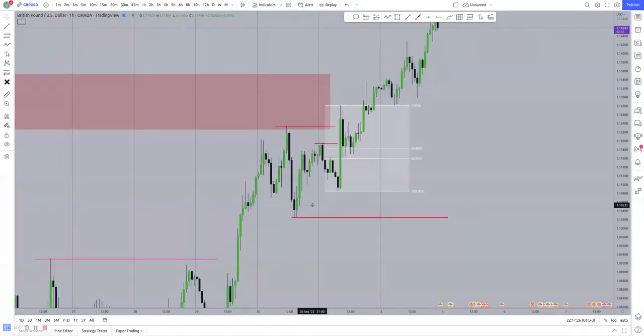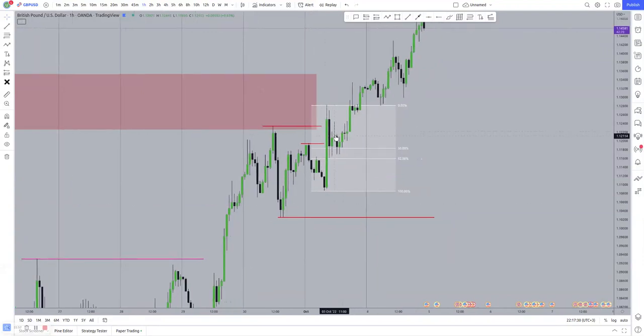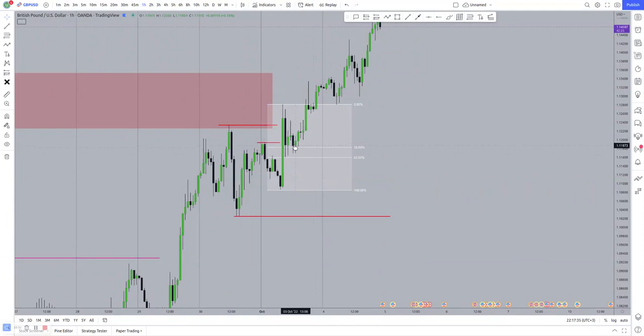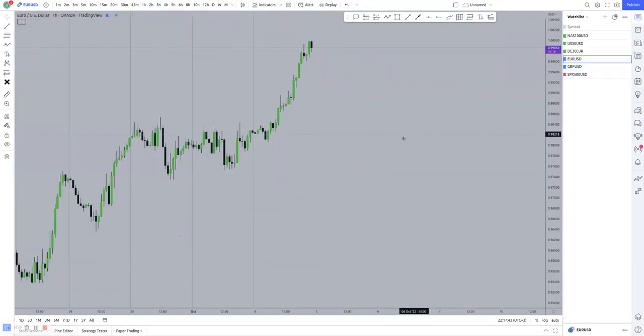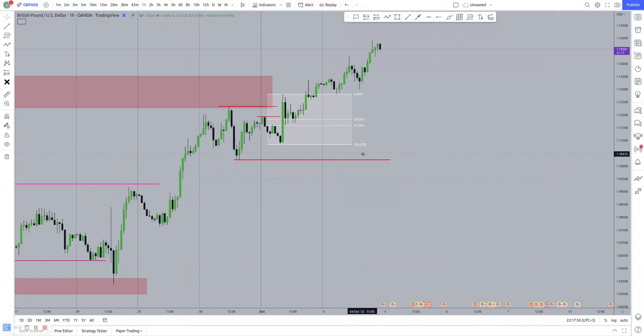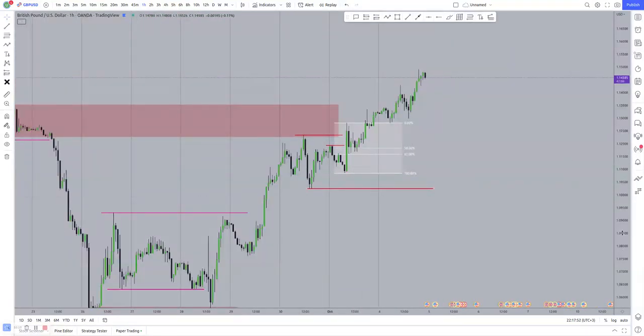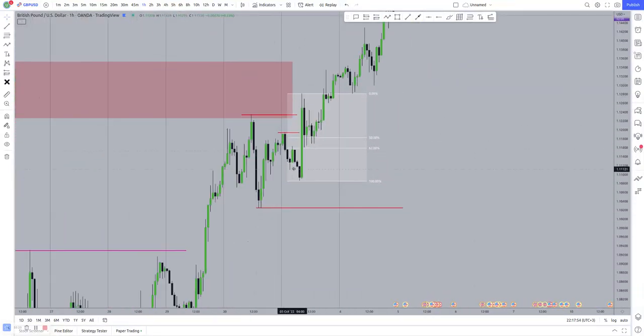And if you go through the post I made yesterday, I think I bought from here. Yeah, I bought from here. Was it GU that I bought or it was EU? No, it was GU. Okay. So you see how I invalidated this market maker.